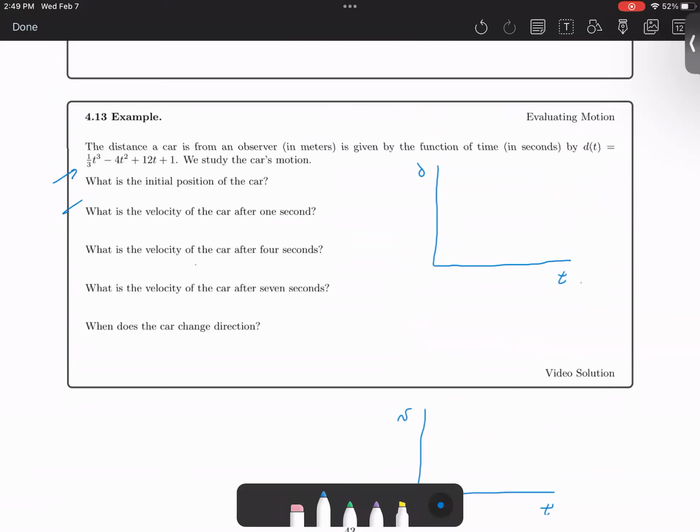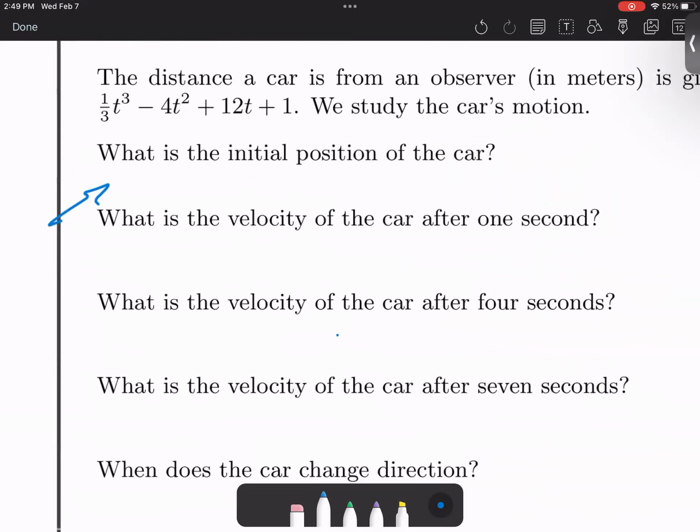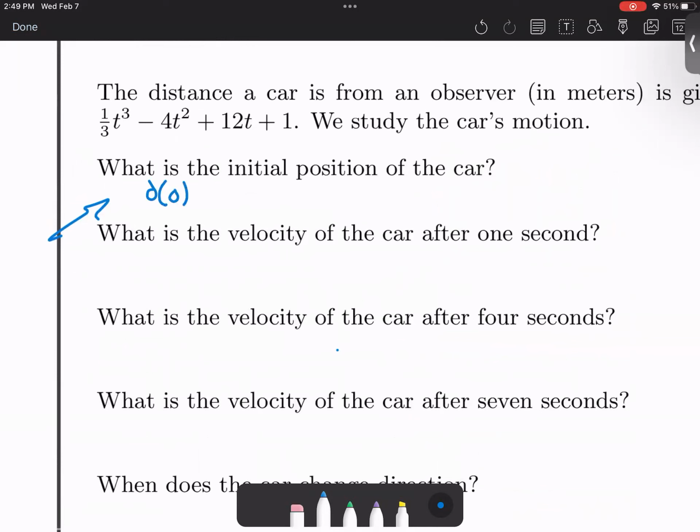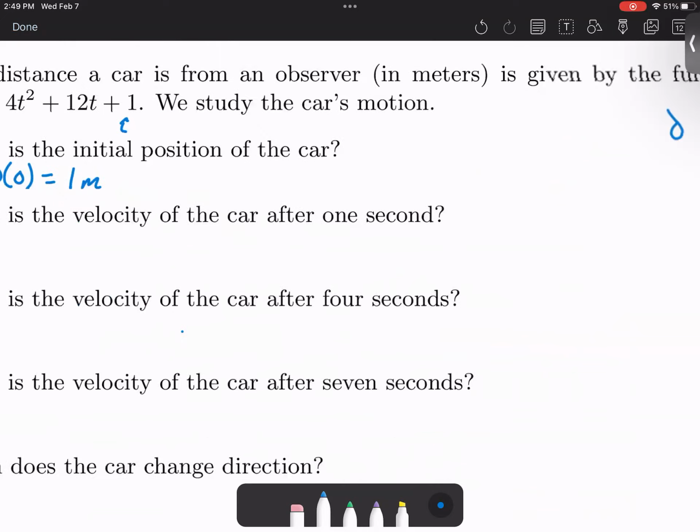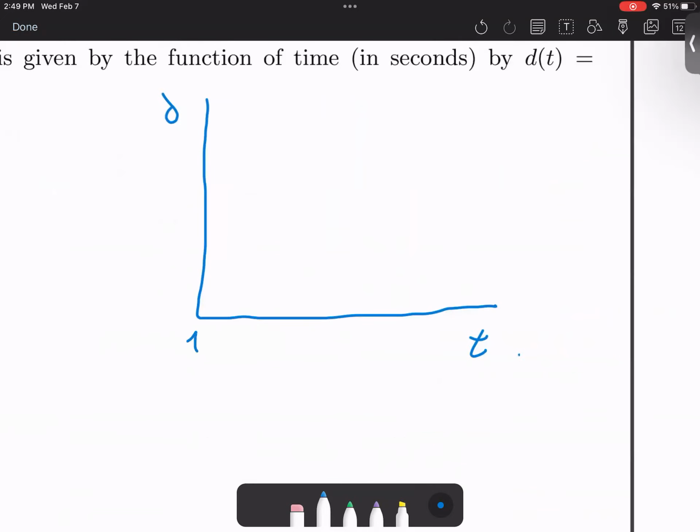All right, now this first question here involves no calculus. What is the initial position of the car? That's just us evaluating the distance function when time is equal to 0. And by doing so, we recover that 1. It's measured in meters. So here's our distance function. Initially, when time is equal to 0, we are 1 meter ahead, so positive 1 meter.